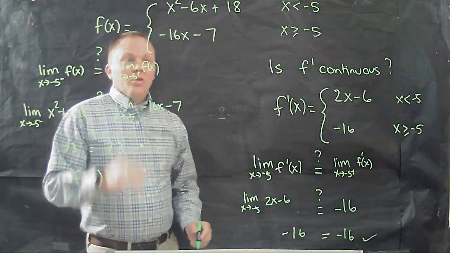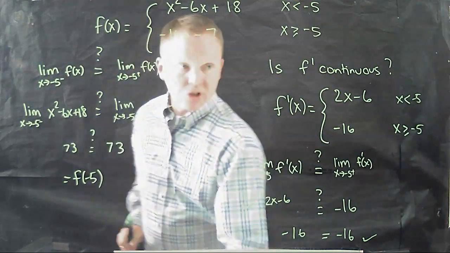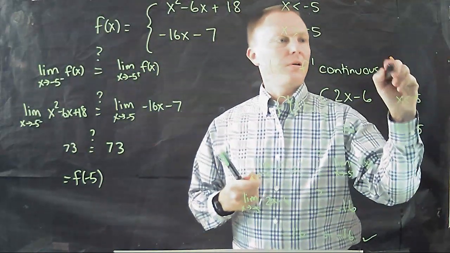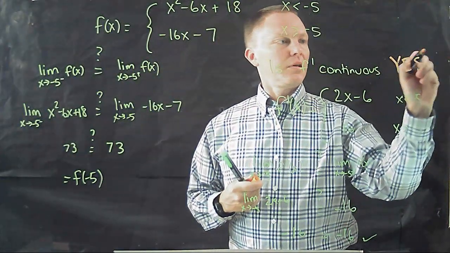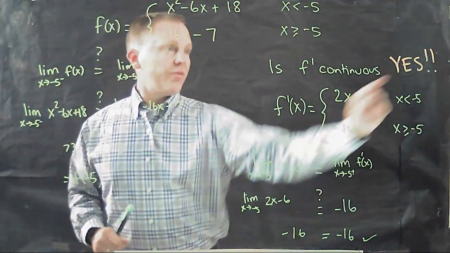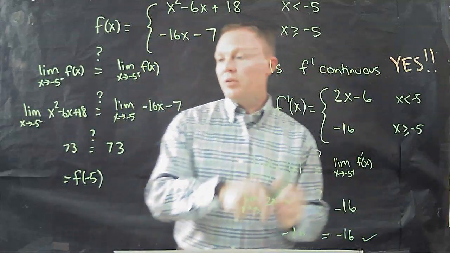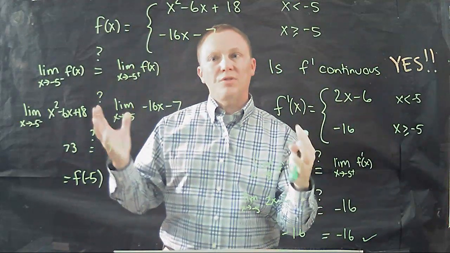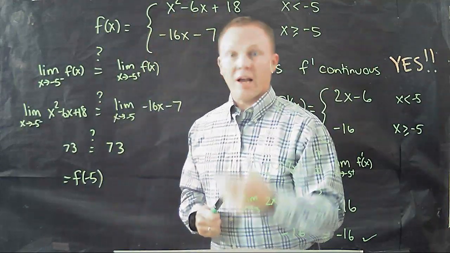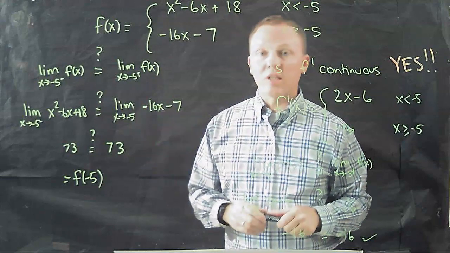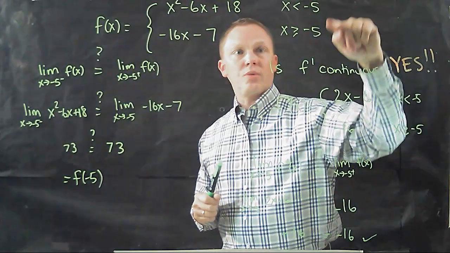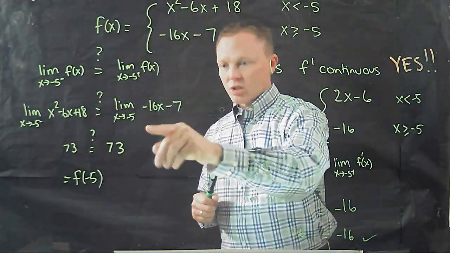Okay? So, the answer to this question, is f prime continuous at this point? Yes, it is. The derivative is continuous. So we've got the derivative continuous, we've got the function continuous, so this function is continuous and differentiable. If we were to graph it, and maybe I challenge you to graph it on your calculator or on Desmos, you'll see that there's a smooth transition between here and here. It's just a smooth curve.